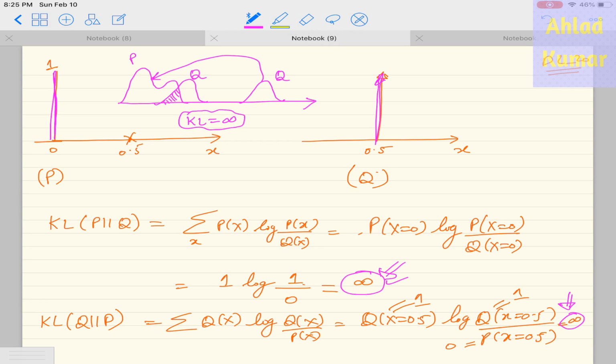So in order to avoid this situation of an infinite value, another measure is taken into account, and that measure is known as Jensen-Shannon divergence.